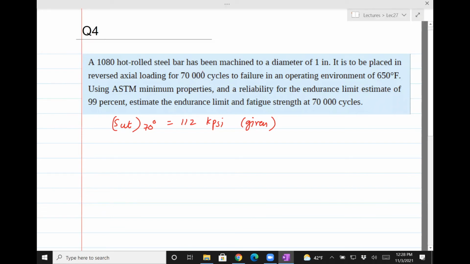A rolled steel bar has been machined to a diameter of 1 inch. It is to be placed in a reversed axial loading for 70,000 cycles to failure in an operating environment of 650 using ASTM minimum properties and reliability for the endurance limit of 99%. Estimate the endurance limit and fatigue strength at 70,000 cycles.